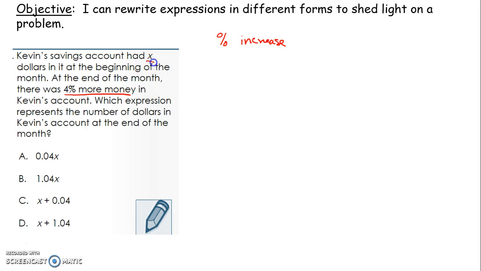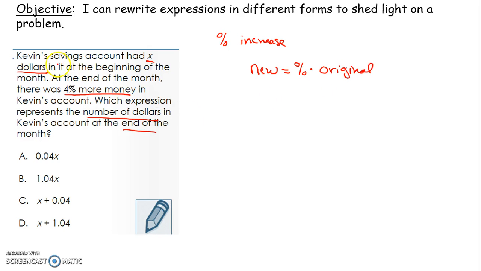But now they're not giving me a dollar amount at the beginning of the month. They're just telling me there was X dollars at the beginning of the month, and they want to know the amount of dollars at the end of the month. So this is a percent increase problem. And so what I would write down is the formula that we used when we did our percent units for percent increase.